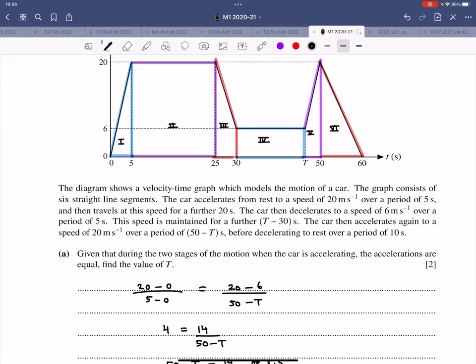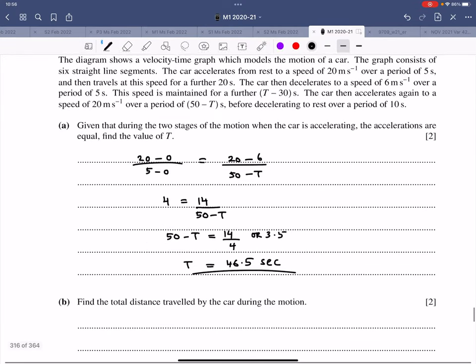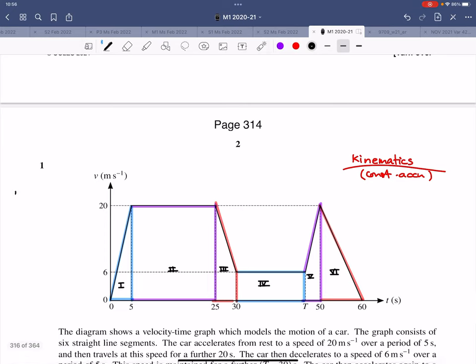So basically you add up all the areas. And let me write it over here. So area of 1, let me make the marker thinner, that's half into 5 into 20. So half into 5 into 20. Area of 2, that is 20 multiplied by 20. I'm simply writing it down.